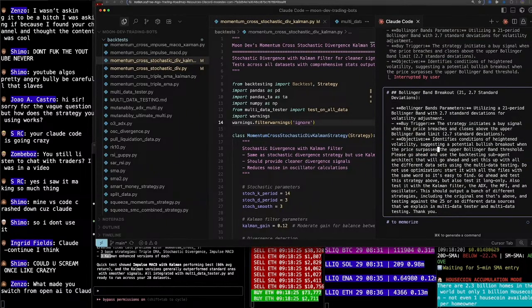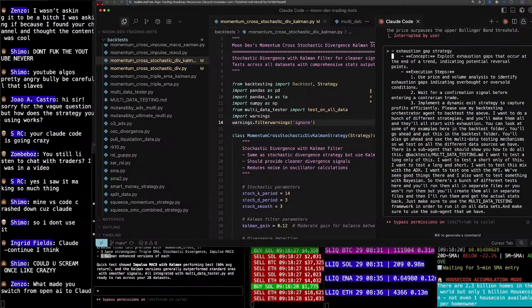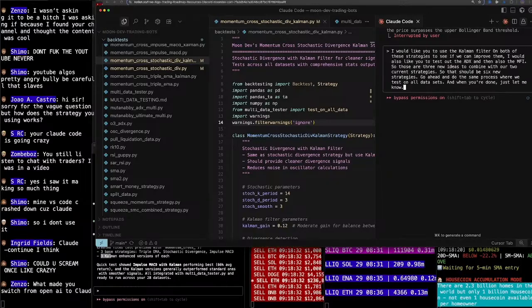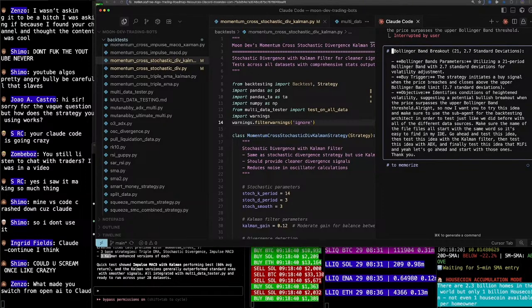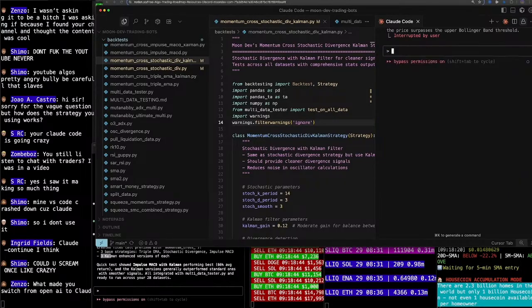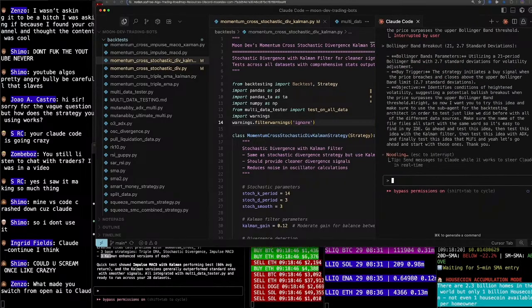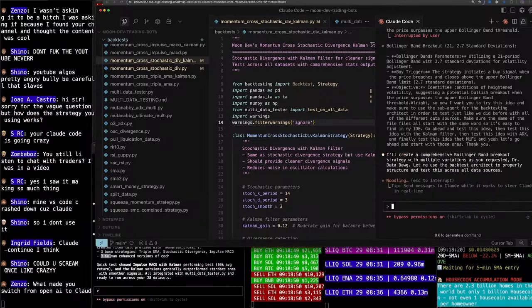Damn, dude, look at this. It says to memorize. Because I started with a Bollinger Bands with the, yeah, there we go. All right, sick. OpenAI to Claude. Claude is just way better than OpenAI for coding specifically.